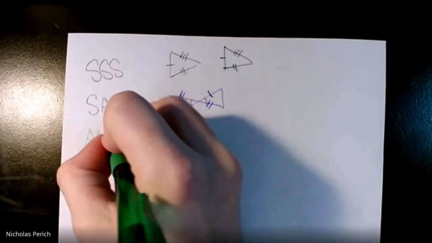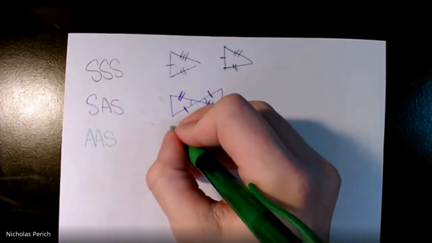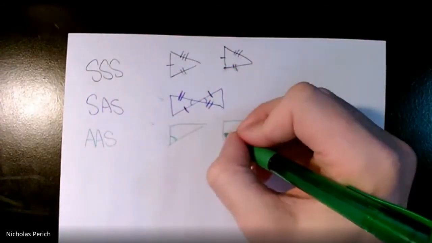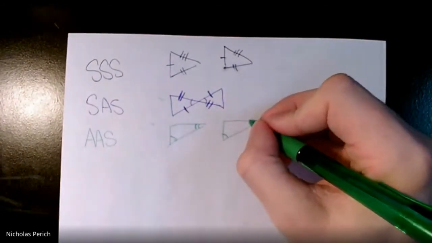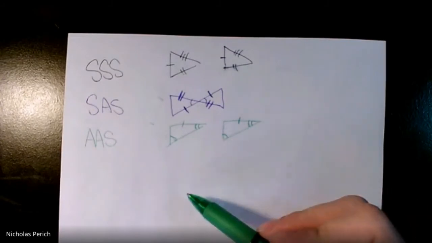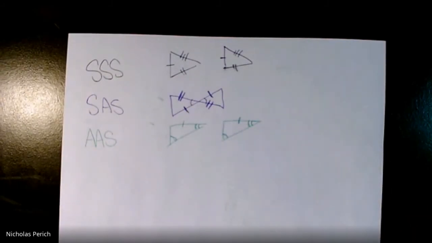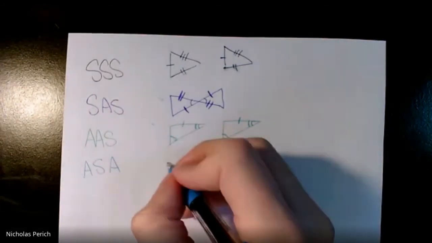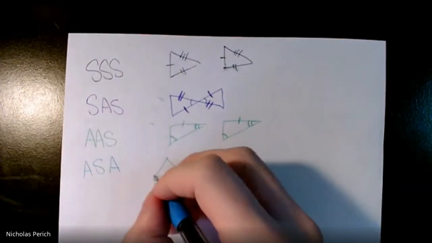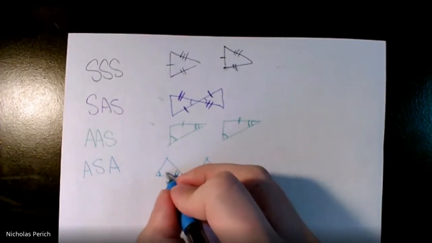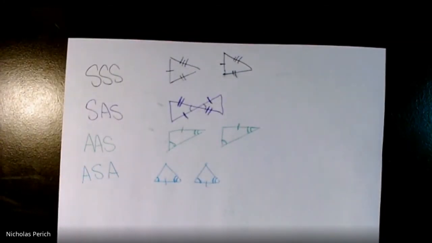You have AAS, which is what we just did. AAS is if I give you 2 triangles and here's an angle, here's another angle, and the side not in between them. Angle, angle, side. You have one of those. You have ASA. So that angle is the same as that angle, and these 2 angles are the same, and in between your congruent angles, you also have a congruent side. Those are your 4 main ones.